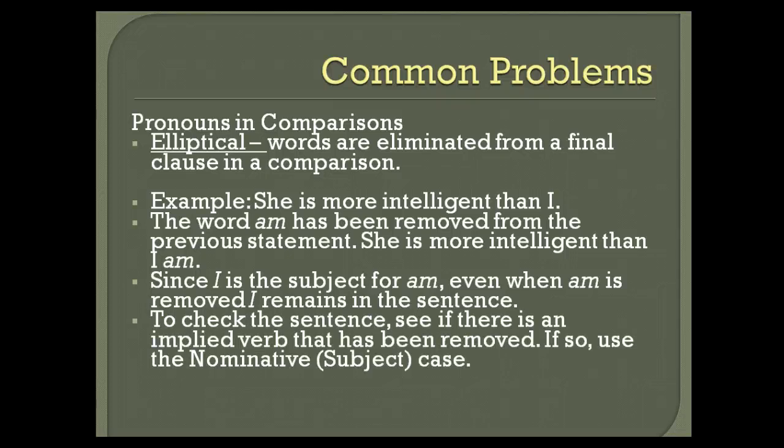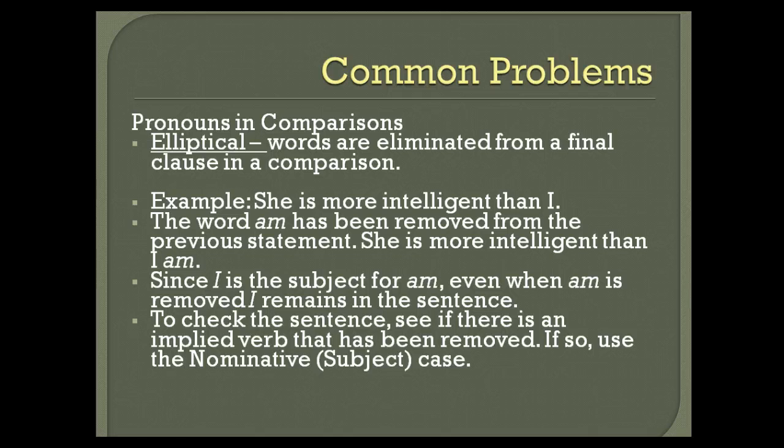If you want to check it, just see if there's an implied verb that has been removed. Just take the verb from earlier in the sentence and put it at the end and see if it works. If there's a verb that's been removed, an implied verb, think of it kind of like you understood for command sentences. You know you is there even if you don't write it. She's more intelligent than I am. Am is implied. It's there.